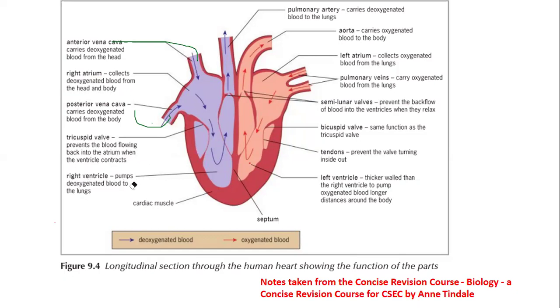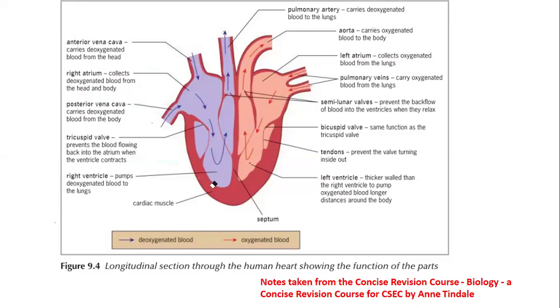Then we have the right ventricle, which pumps deoxygenated blood to the lungs. And we can see here, it pumps the blood back up to the lungs, right? And the pulmonary artery will carry the deoxygenated blood to the lungs. Now, the pulmonary artery, guys, is key to note, is the only artery that carries deoxygenated blood in the body, right?